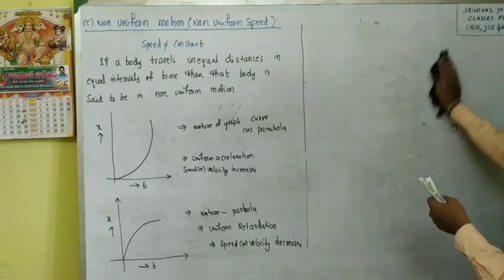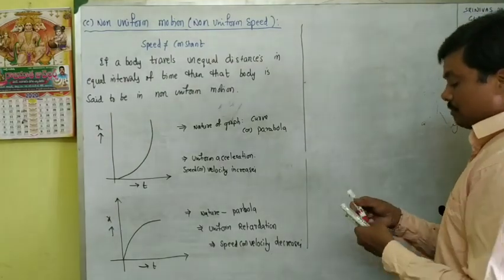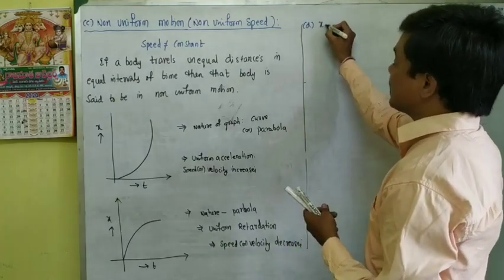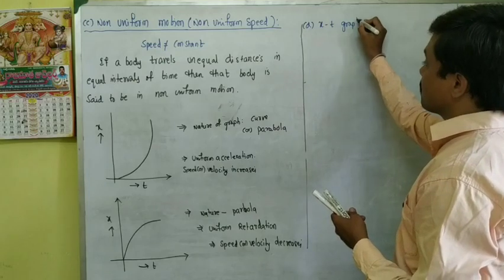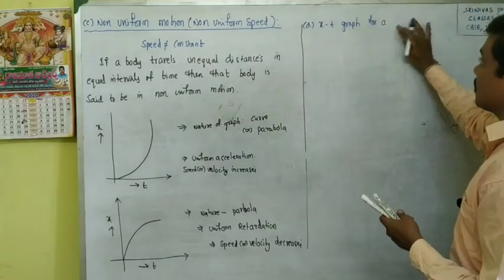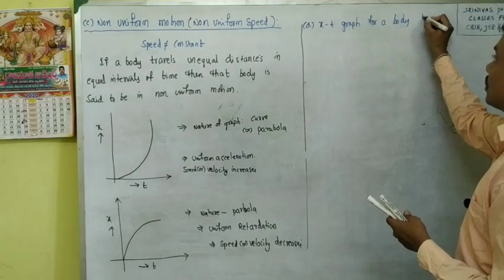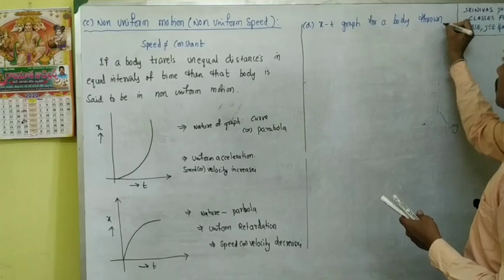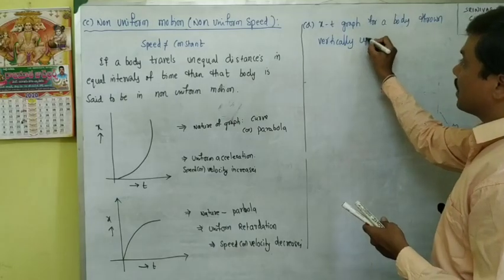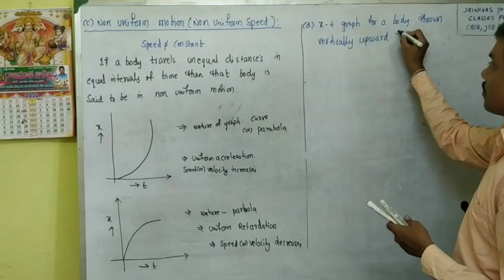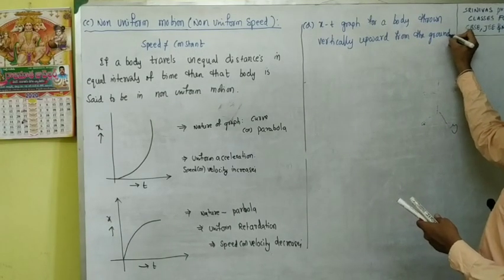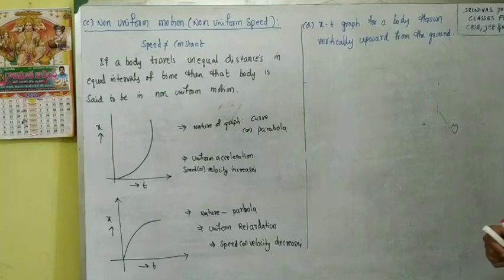Right. Let us see, if an object is thrown vertically upward, what happens? The xt graph for a body thrown vertically upward from the ground. For that, how will the position time graph be?